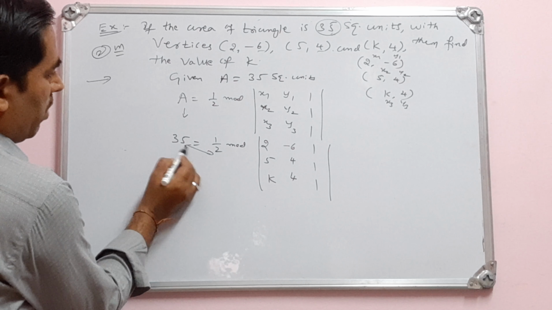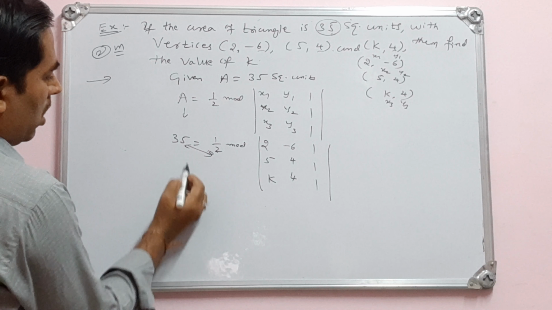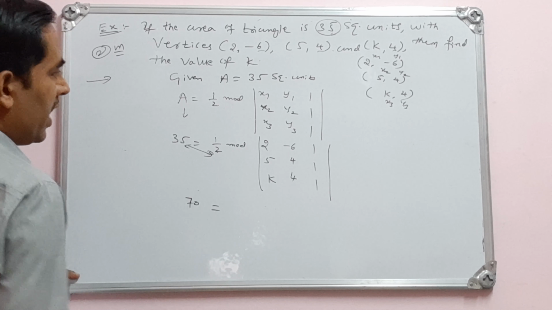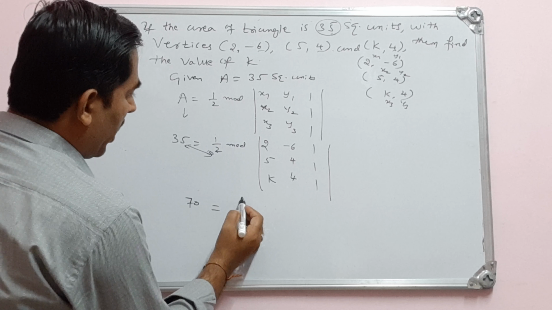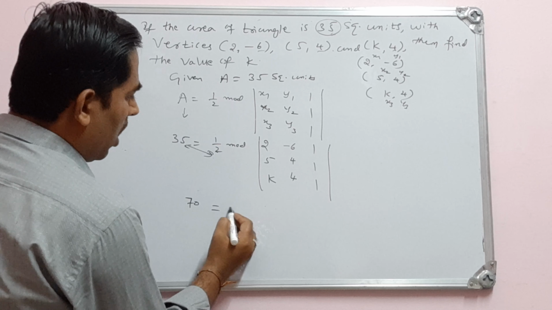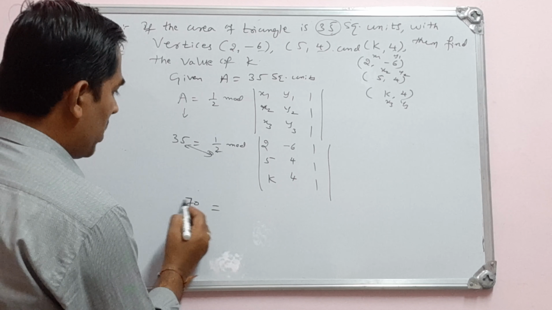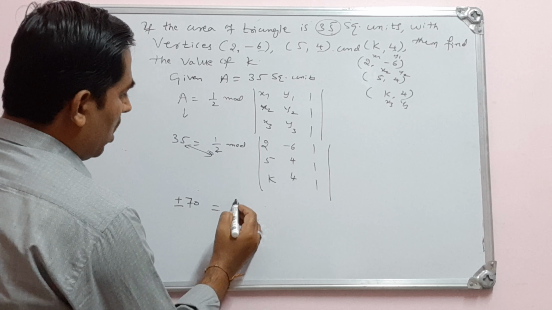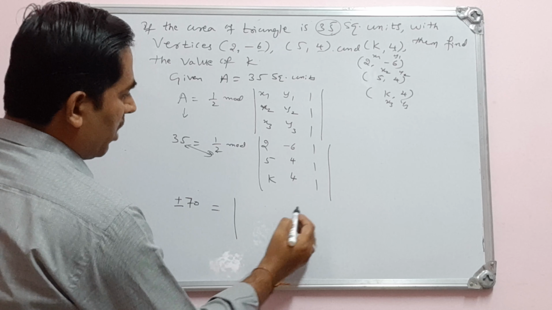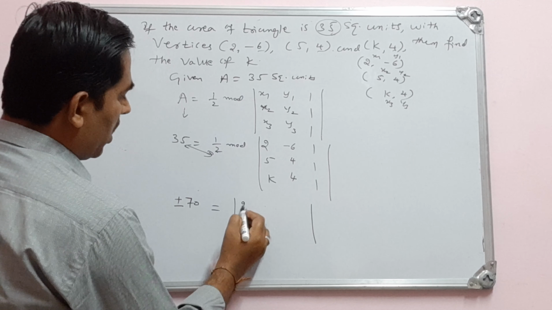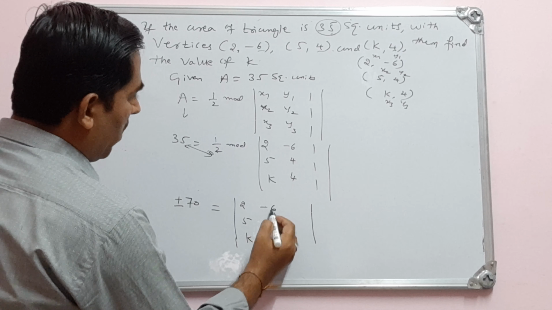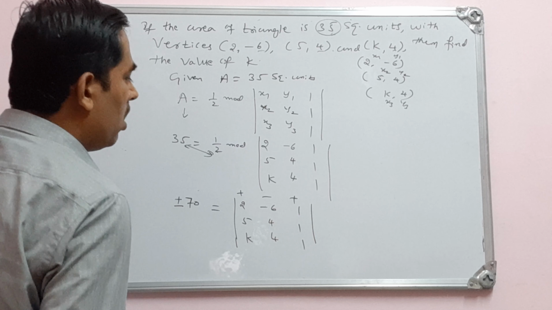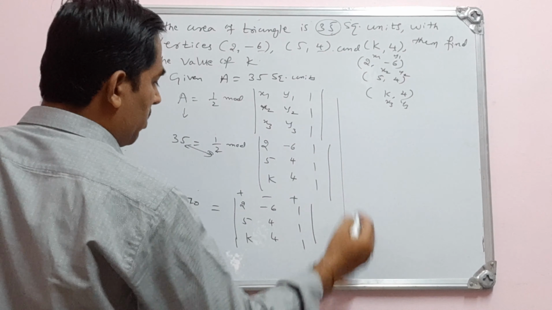Then as usual, we can cross multiply, 35 into 2, that will be 70. 70 is equal to, I can remove the mod sign. Once the mod sign goes, you write plus or minus here, then I will write the determinant as it is: 2 5 k, -6 4 4, 1 1 1. Then I can expand it along the first row.